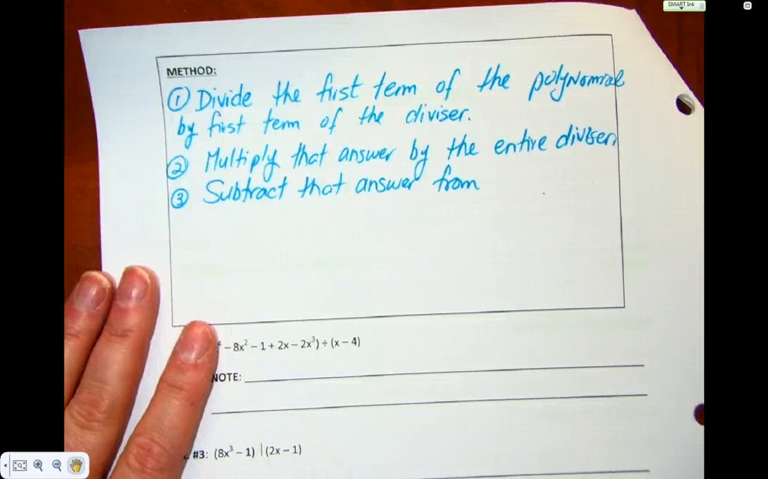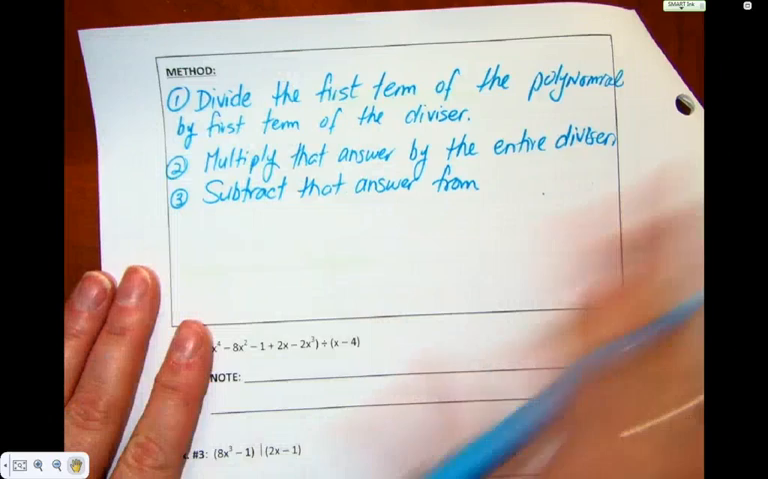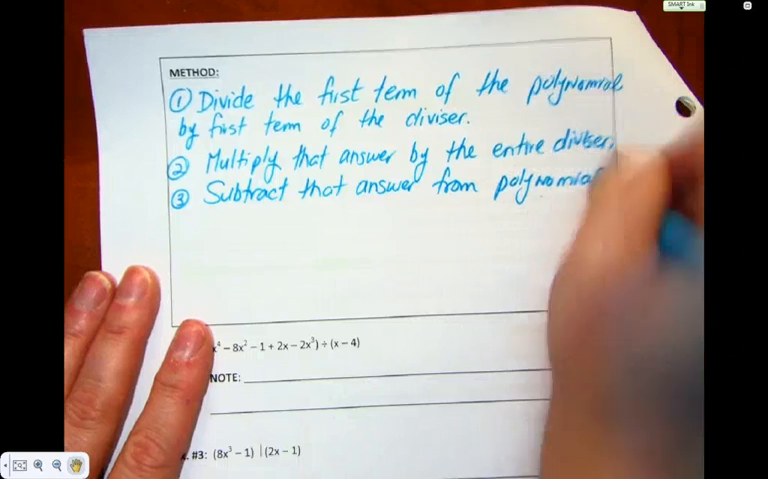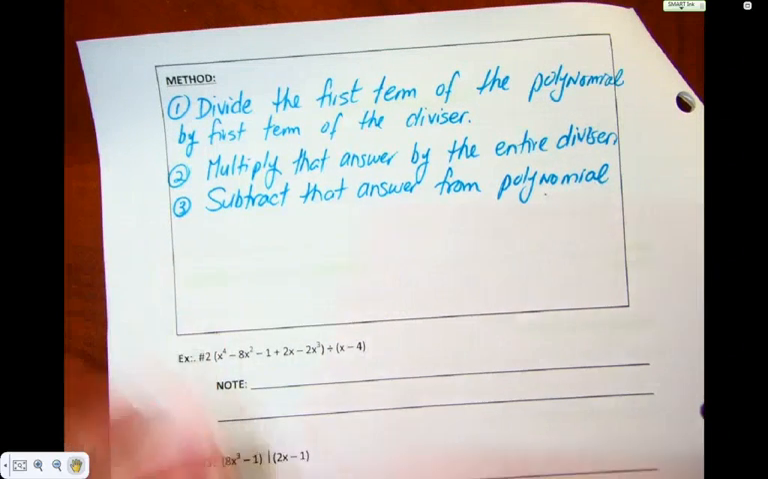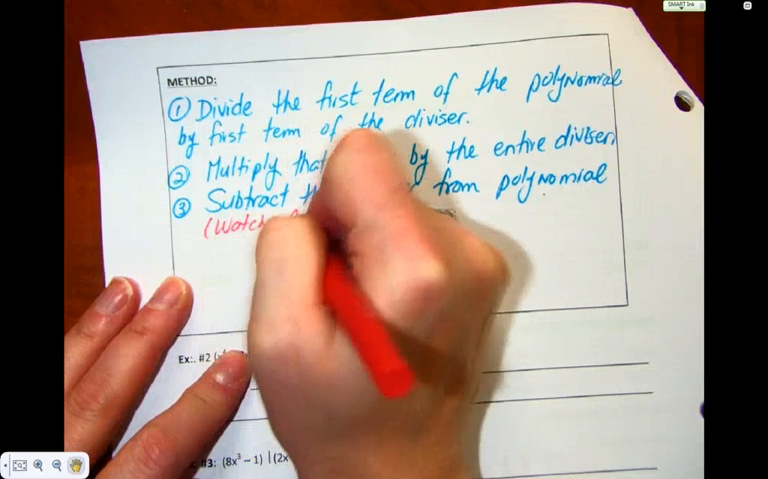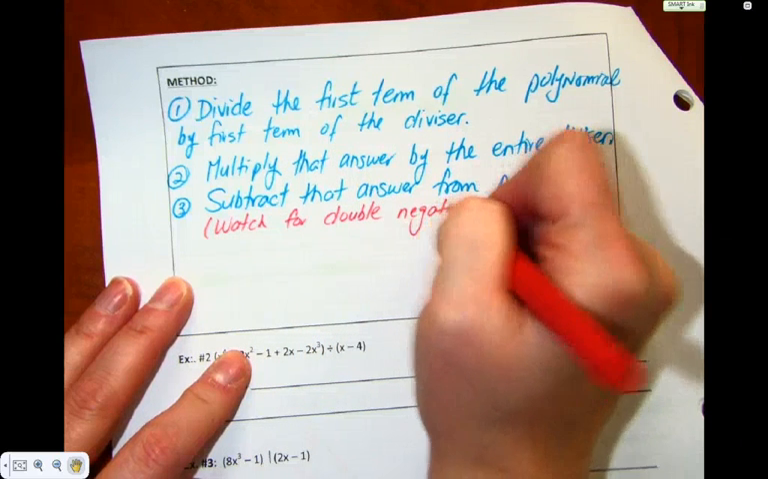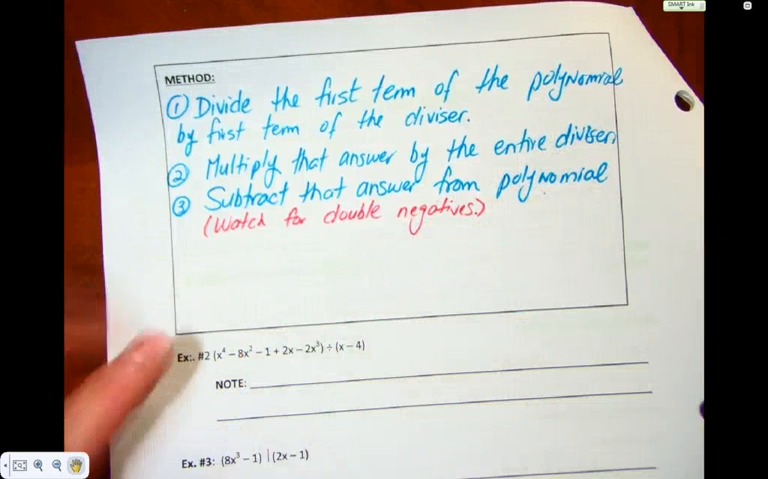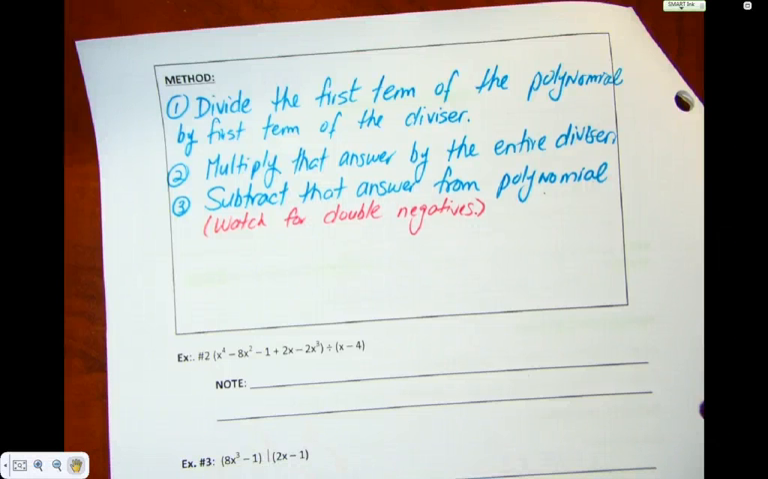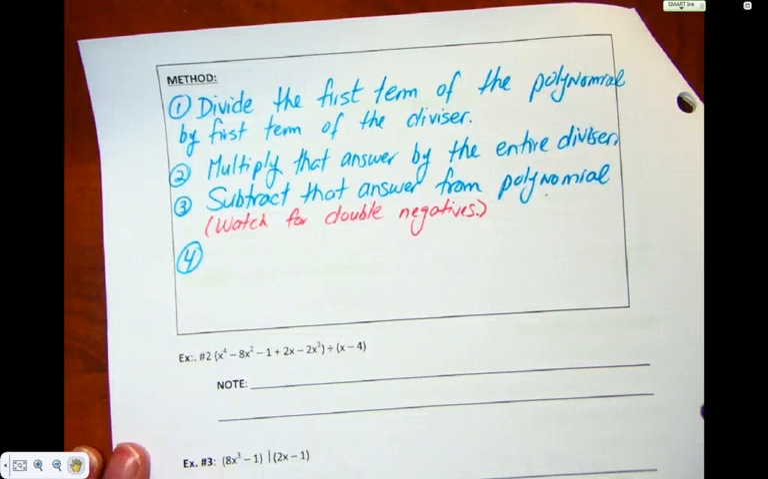From something. The thing. We've already actually defined it in one of the steps. From the polynomial is what we call it. And I'm going to grab red and just make a note. Watch for double negatives. It's really easy when your brain already sees a negative there to just subtract, but sometimes you're actually adding. Okie dokie. So divide, multiply, subtract.